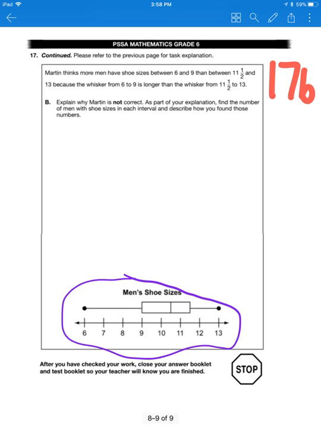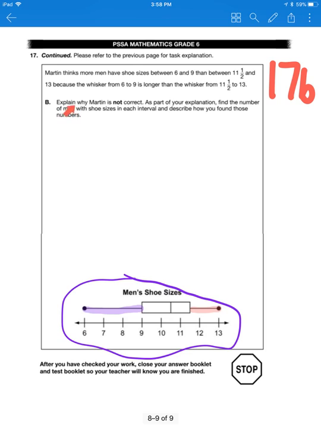It says, Martin thinks more men have shoe sizes between 6 and 9. All right, so let me look at that for a second. I'm going to highlight it. So from 6 to 9, then between 11.5 and 13. Okay, so here's 11.5 to 13. Because the whisker from 6 to 9 is longer than the whisker from 11.5 to 13. Okay, I see what they're getting at. Martin thinks there's more shoe sizes here than here because the whisker is longer. Yeah, that's not right, Martin. You don't know what you're talking about.